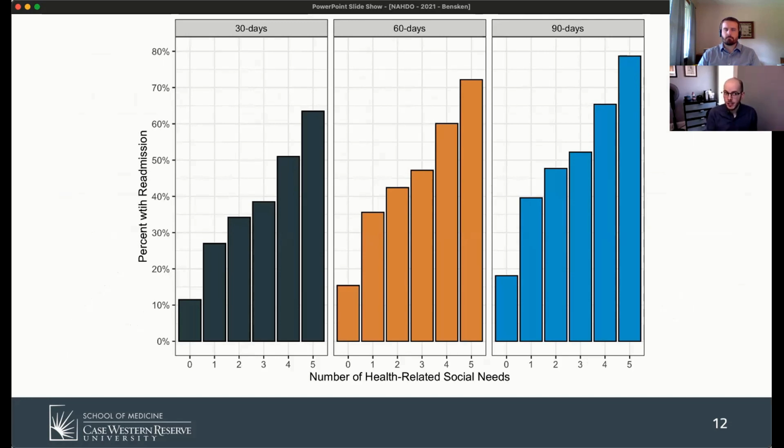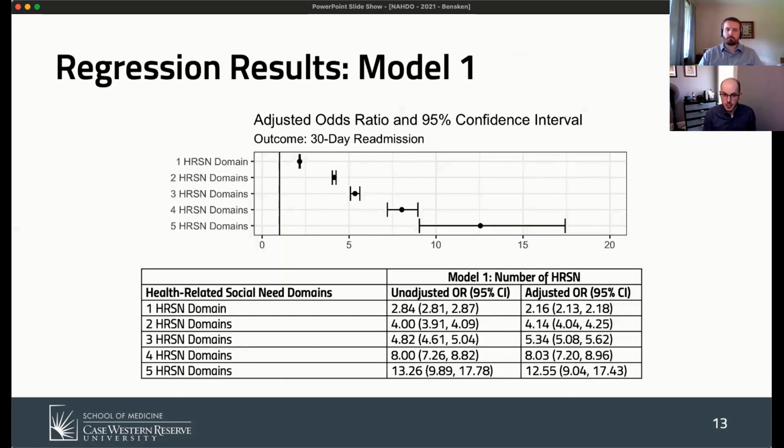Finally, we wanted to look at the relationship between health-related social needs and readmission. In this figure, we have each panel, which is 30, 60, and 90-day readmission. The y-axis is the percent of patients with the readmission, and the x-axis is the number of domains. It should be abundantly clear here, just from looking at this, that we have a clear dose-response relationship, where for patients with no Z codes, we saw about 11% had a 30-day readmission, and this jumped up to almost 65% for those with all 5 domains. But even those with just one domain had over 25% of those patients had a 30-day readmission.